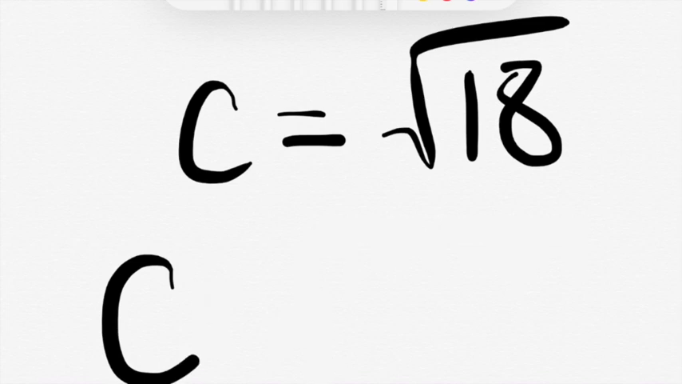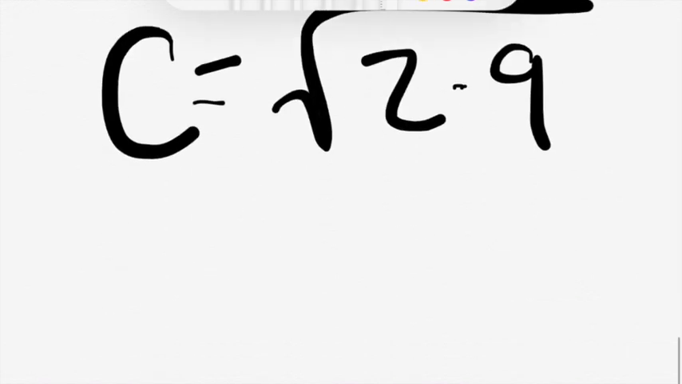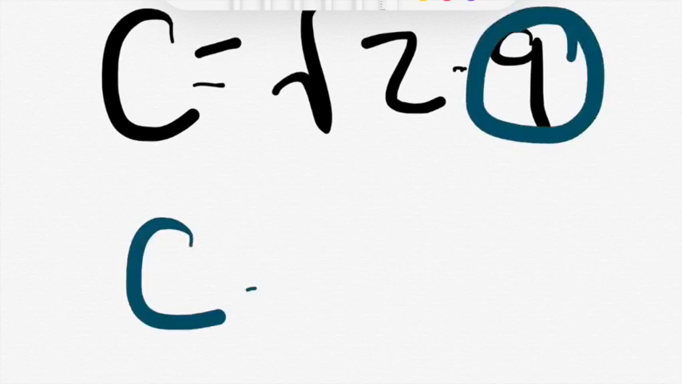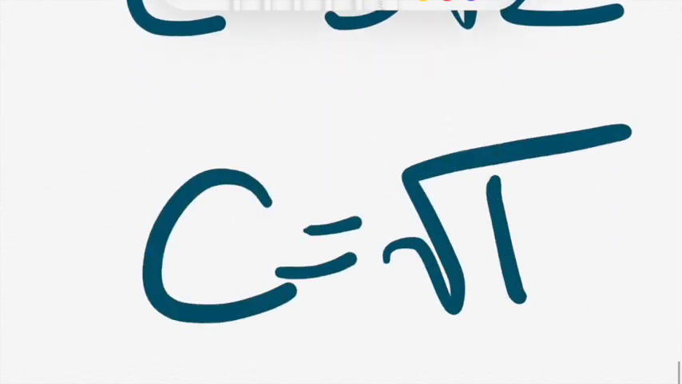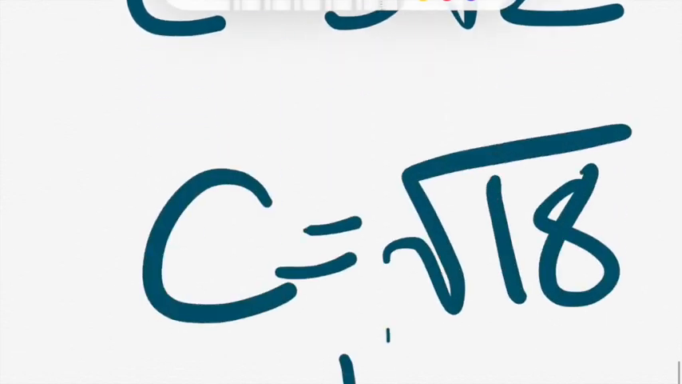But we could break down 18 into 2 times 9, and the square root of 9 is 3, so we're able to pull out a 3 into the front. So C could equal 3 times the square root of 2, but C equals the square root of 18 is fine for our purposes today.